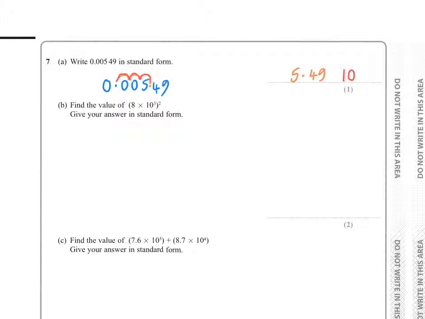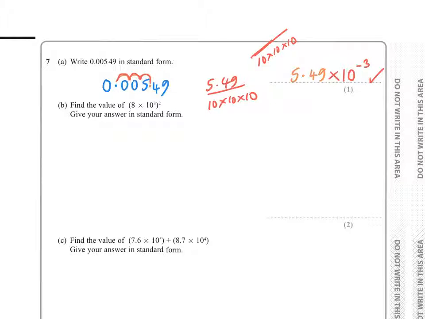So we know it's something to do with 10. And if we want to divide by 10, that's like dividing by 10 once, twice, 3 times, which is 10 to the minus 3. So if we do 5.49 times 10 to the minus 3, that's exactly the same as doing this, which is the same as dividing 5.49 by 10 3 times. So that would be the standard form answer for part A.